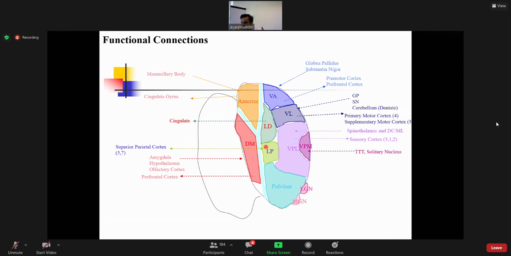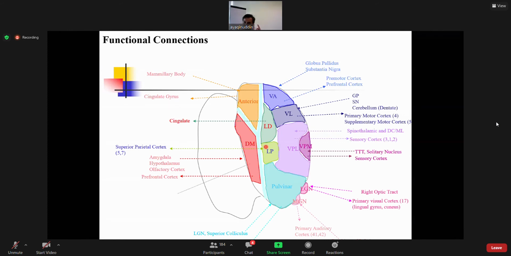Ventroposterior medial nucleus receives the trigeminothalamic tract and the solitary nucleus, tractus solitarius, and output goes to the sensory cortex. The lateral geniculate body receives the optic tract, and the output goes to the primary visual cortex, area 17. The medial geniculate nucleus receives the input from the inferior colliculus and from the lateral lemniscus, and the output is going to go to the primary auditory cortex. The pulvinar receives information from the lateral geniculate nucleus and superior colliculus, and the output is going to go to all association cortices. The areas of the temporal, occipital, and parietal lobes are all receiving inputs from the pulvinar.